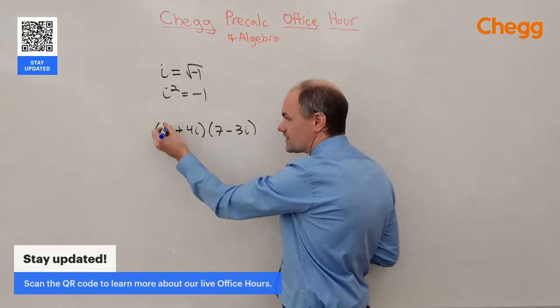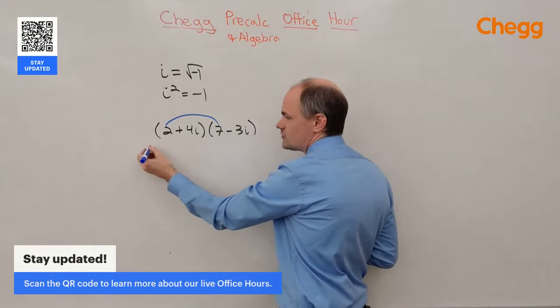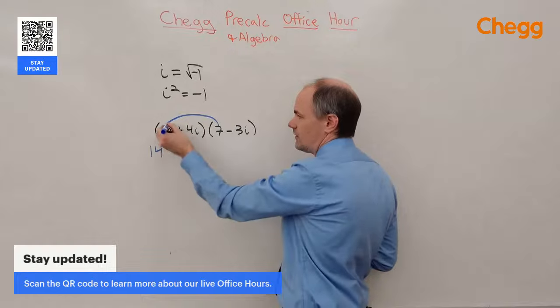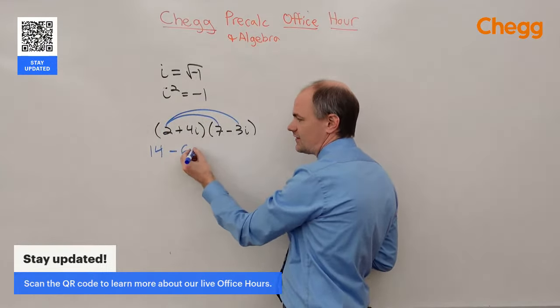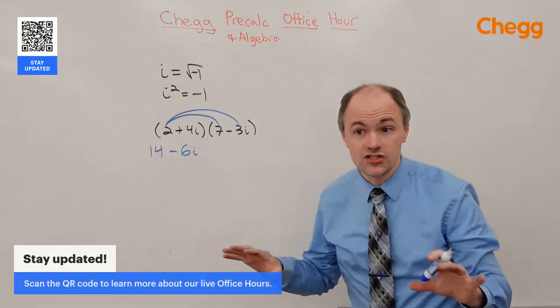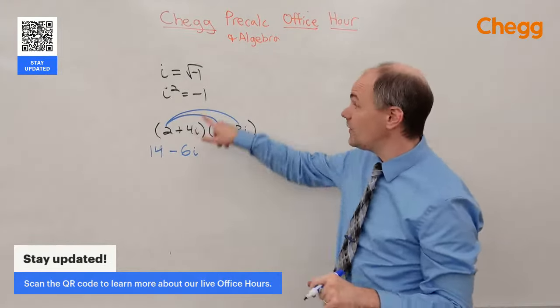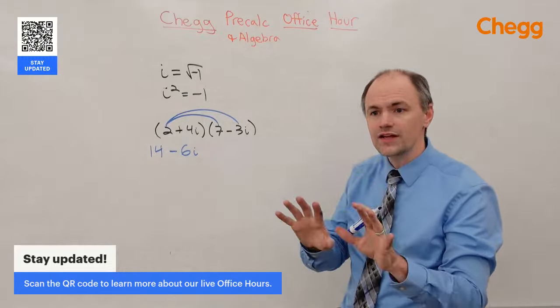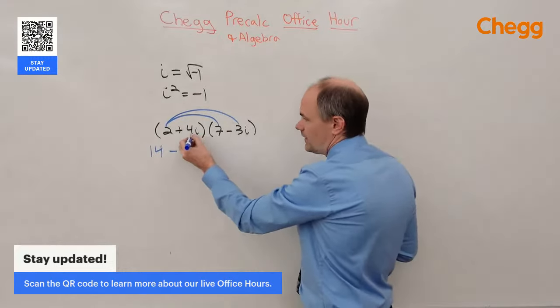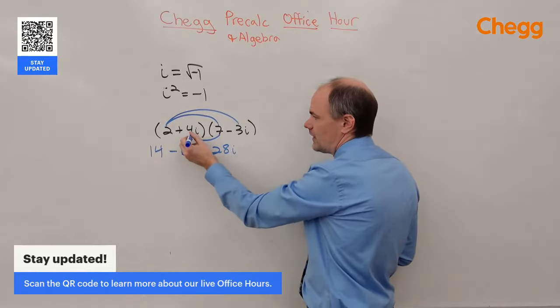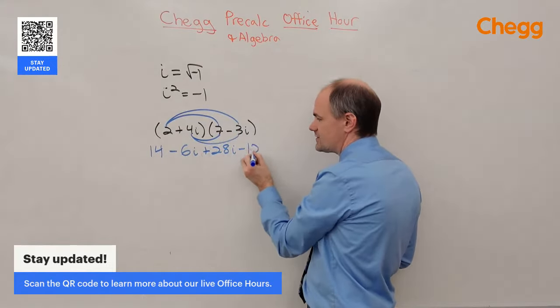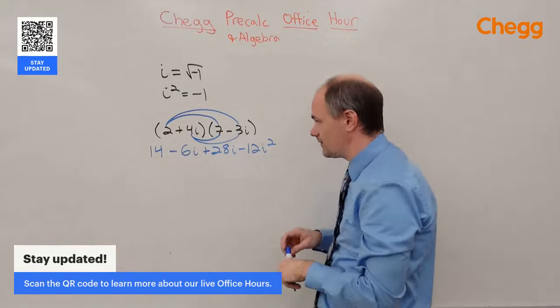So we can multiply this 2 distributed onto the 7. 2 times 7 is 14. We can distribute the 2 onto the -3 to get -6 of these i's. Treat the i just like a variable right now. We know what it equals, but treat it like a variable right now. Then we've got 4i times 7 is 28i. And 4i times -3 is -12i squared.